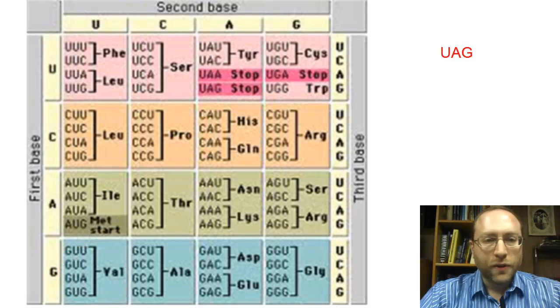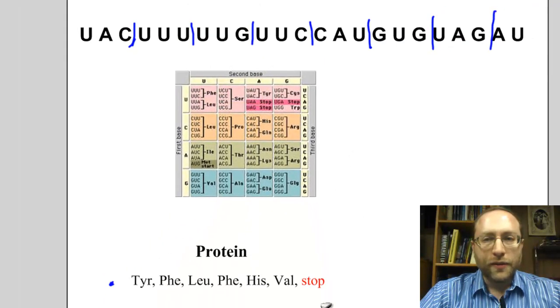UAG. First base is U, second base is A. That's why the AU is not a full codon. UAG is a stop codon. So that's basically saying this is where the protein stops, and protein synthesis stops here, and the ribosome disengages from both the budding protein and from the mRNA, and that's the end of the protein synthesis. So we don't have to worry about the AU at all.